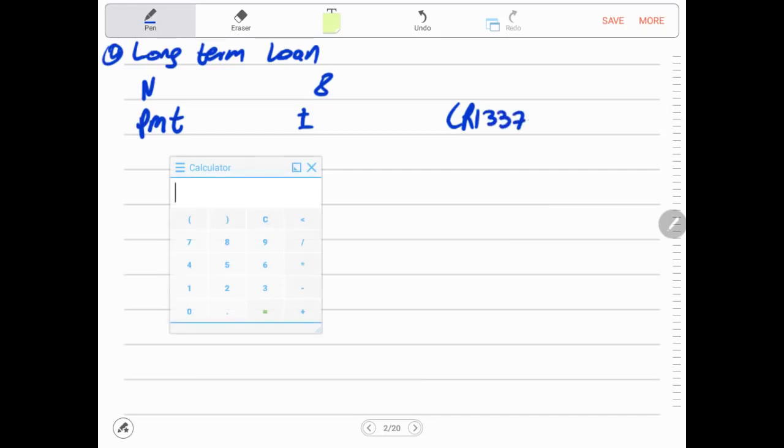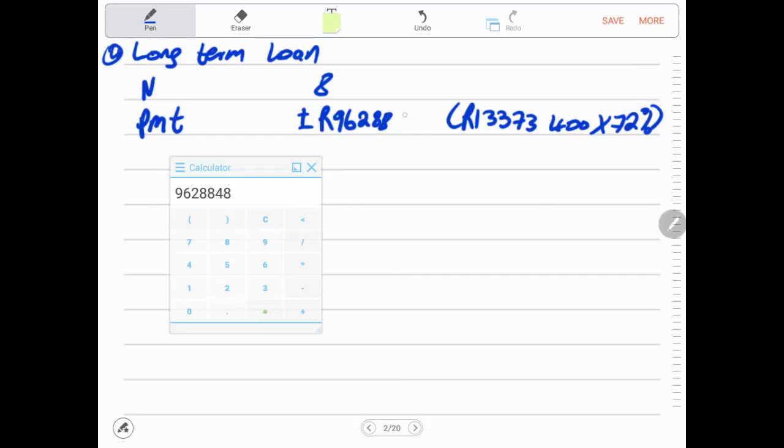It is 1,337,300. Let me confirm. 89,156,000 times 0.15 is 13,373,400. So this is the interest before tax. Then we have to multiply this by 72% to get to our interest after the 28% tax benefit has been deducted.